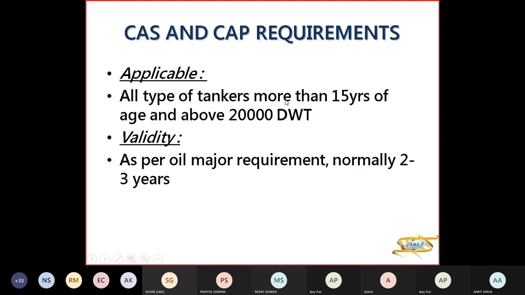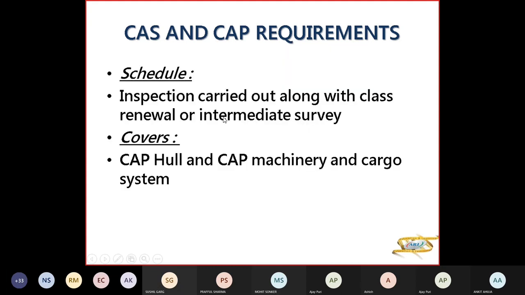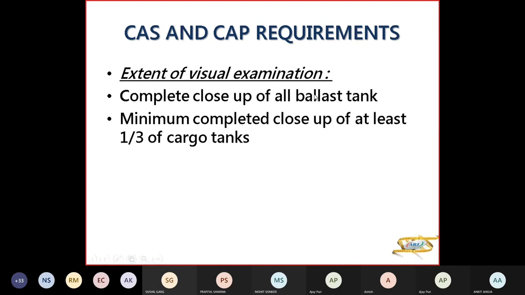So it is applicable for tankers of more than 15 years of age, above 20,000 deadweight, and validity is normally 2 to 3 years as per your oil major requirements. So this is your condition assessment program. Schedule is along with your renewal or intermediate survey. It will cover your hull, machinery, and cargo system. So main structural elements in cargo tanks and coating condition, vessel's overall strength is rated. Complete close-up of all your ballast tanks and minimum complete close-up of at least 1/3 of cargo tanks. So if you have 12, 1/3 will be 4 cargo tanks that have to be completely close-up surveyed.